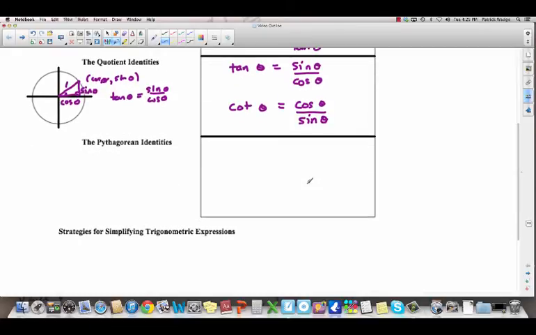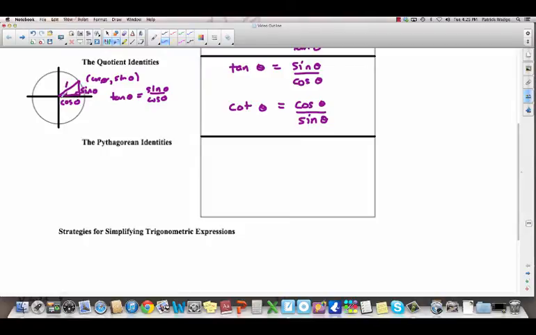The last 3 are called the Pythagorean identities. Guess what you're going to use to find these? You're going to use the Pythagorean theorem. In fact, you only have to really use it once. If we look at this unit circle again and this triangle we've made here, we have a right triangle and we have all 3 sides. We have statements for all 3 sides.